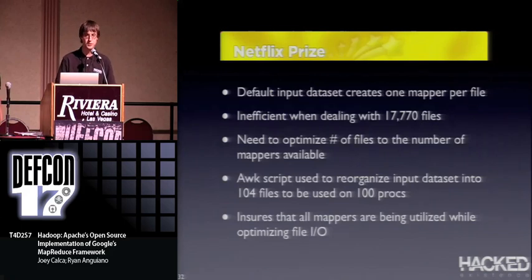Since it's 2 gigs, we go back again to that 64 meg split. That wasn't really an issue for us because 64 times 100 was still more than the 2 gigs. So we just made 104 files for use on 100 procs. It didn't split any of the 104 because they were all less than the 64 megs. And this ensured that all the mappers were utilized, optimizing file input-output.